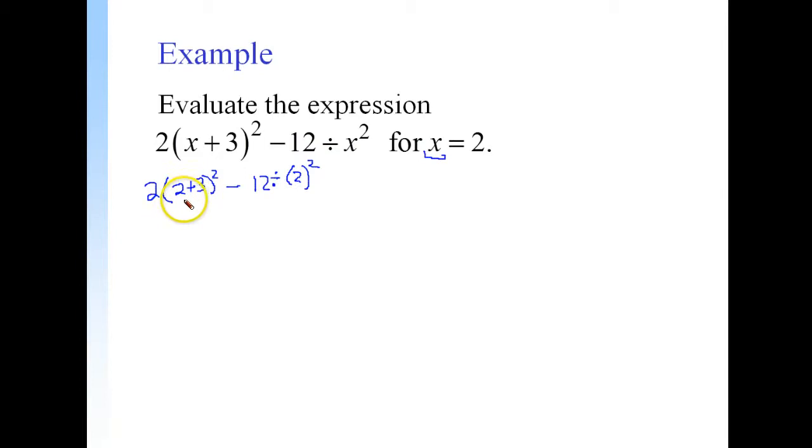And now, again, we could do some of this mentally, but you want to have enough work to support an answer. So this is going to be 5. 5 squared is 25. So 2 times 25 is 50. Minus, now we have to do this division, but before that we have to raise this power. So this is going to be a 4. 12 divided by 4 is 3. And we now can do our subtraction and get 47.